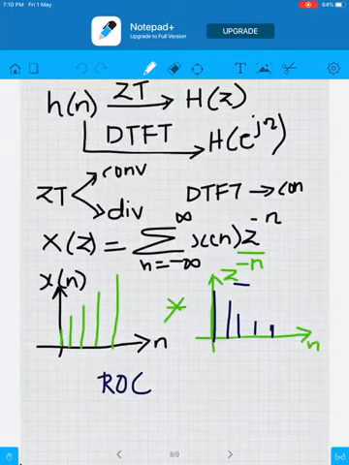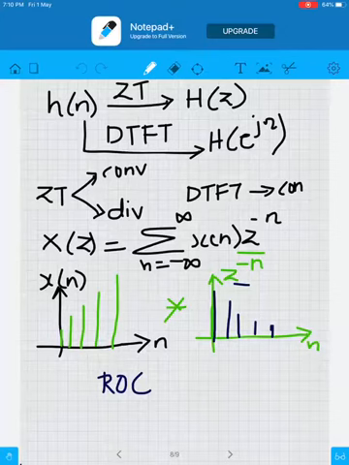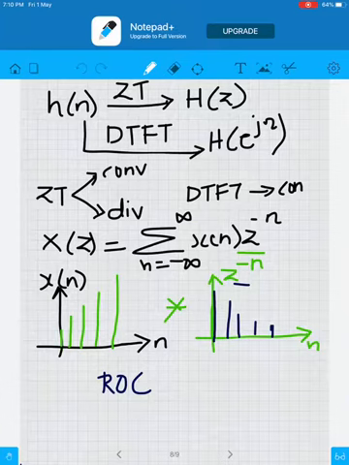Summarizing it, if z power n is given as an input, I get back the same z power n as an output with only a change in its coefficient, which is nothing but H of z. H of z is called the system transfer function, which is obtained by applying z transform on h of n. If I apply discrete time Fourier transform on h of n, I get H of e power j omega, which is nothing but the frequency response of the LTI system.